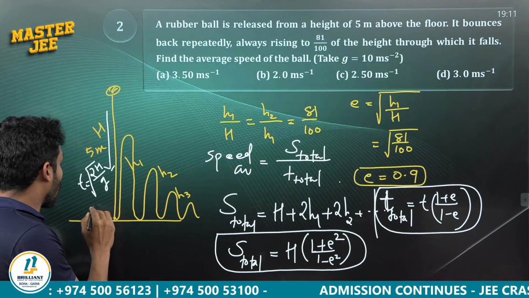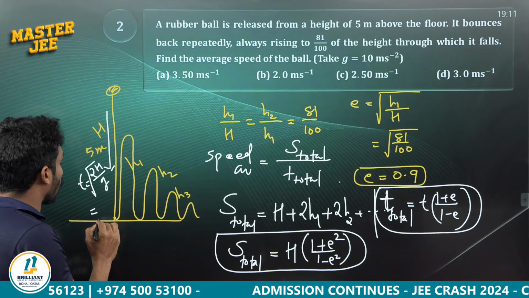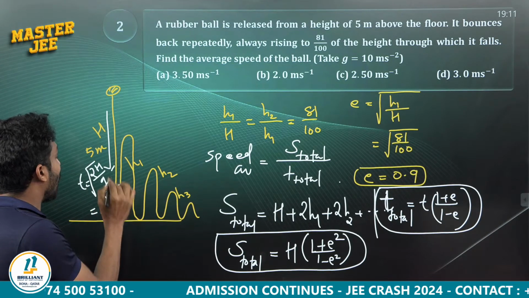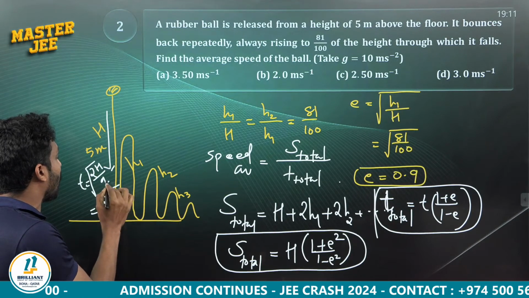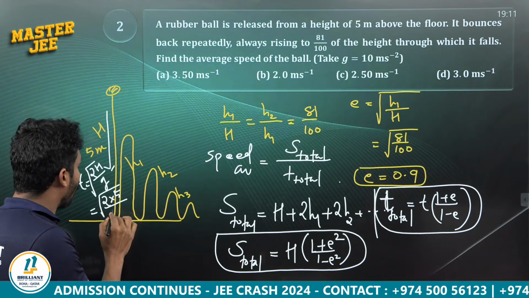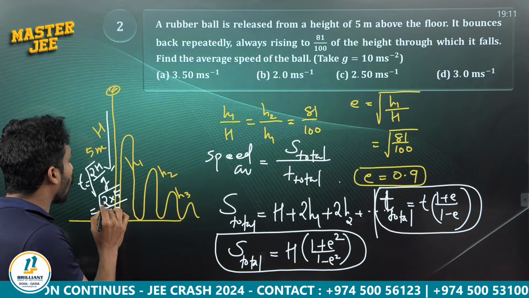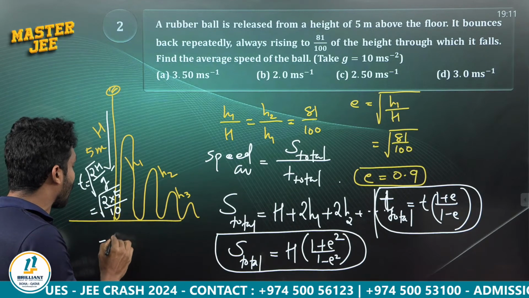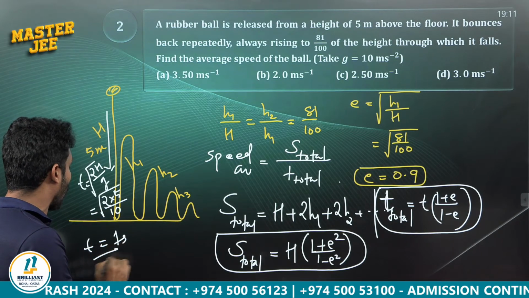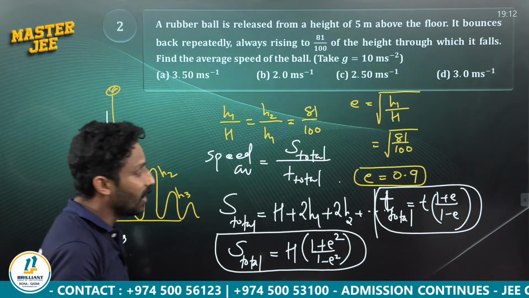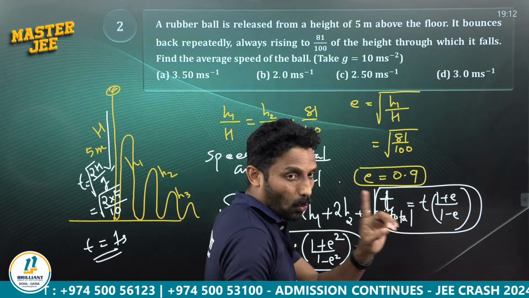Clear? Okay. As per the figure, root of 2 into h, which is given as 5, divided by g, also taken as 10. Then it is equal to 2 into 5 by 10, that is 1 second. This is t, the time for the first fall. So this t value is 1 second.